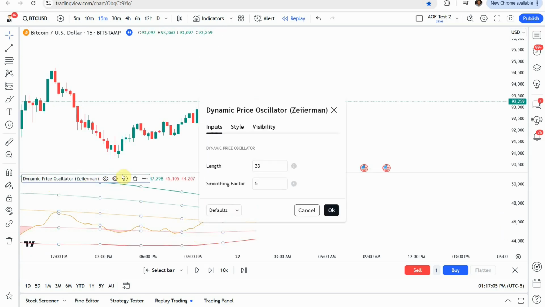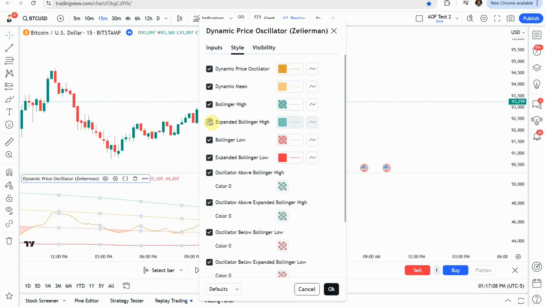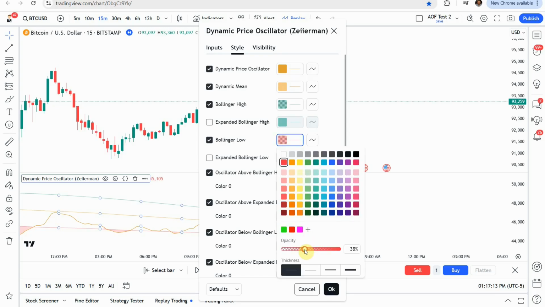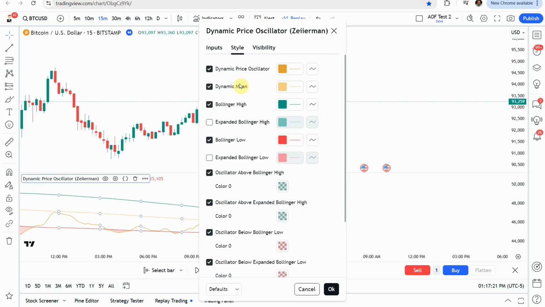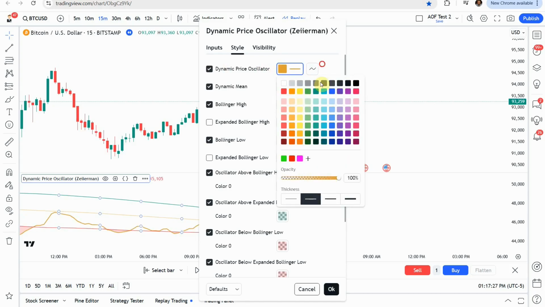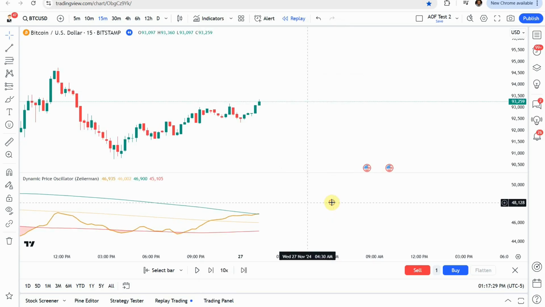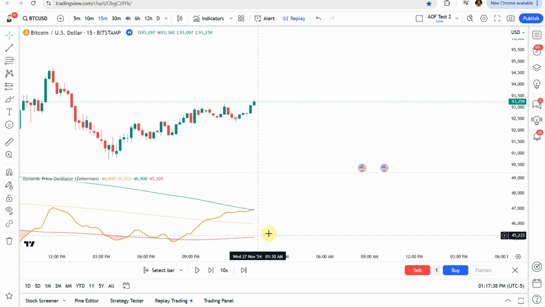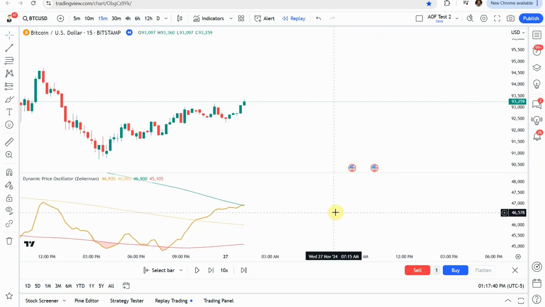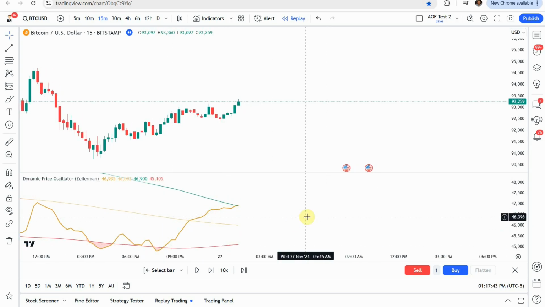So technically we could go in and take out these other two bands, I think it's that one and that one, and we can bump up the opacity of the Bollinger High and the Bollinger Low, like so. It is the dynamic price oscillator line that we are specifically looking at. What we're looking for is when that line breaks out above this upper band or breaks down below this lower band, and that's supposed to be a confirmation of a trend direction.